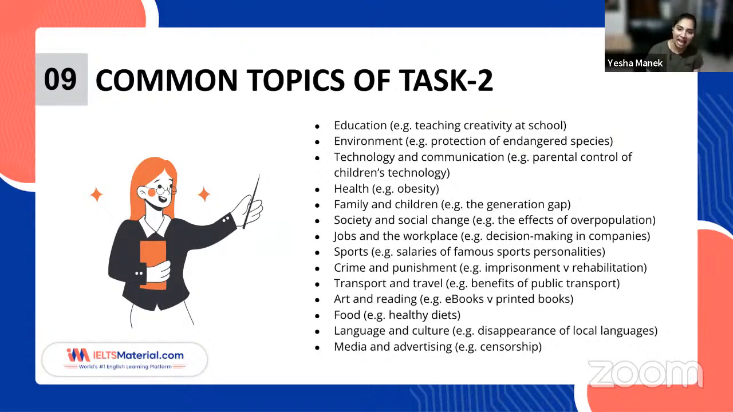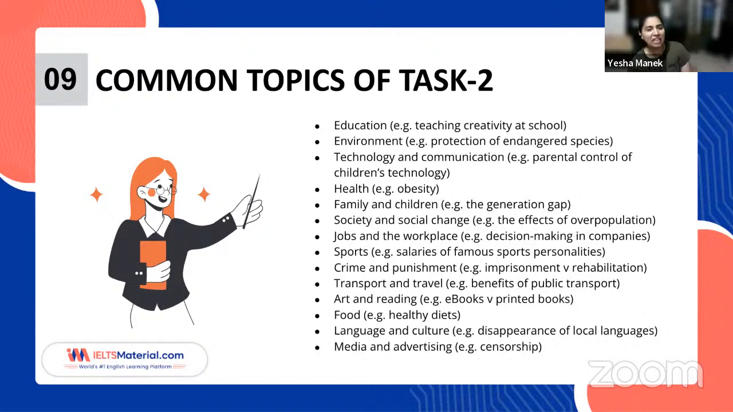Food, example, healthy diets. So whether a balanced diet is important or exercising is more crucial. What is your opinion? Language and culture, learning different languages, or the disappearance of local languages because of Western culture. Question may depend on that. Media and advertising. Example, censorship, or they may talk about the influence of advertising or influence of media and news that is actually hampering the thoughts of people.